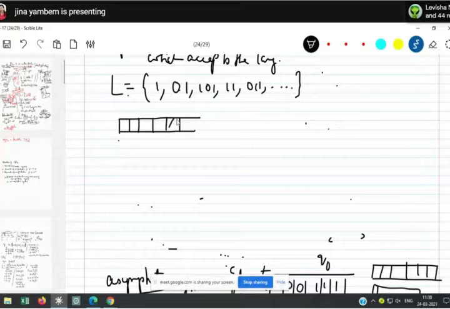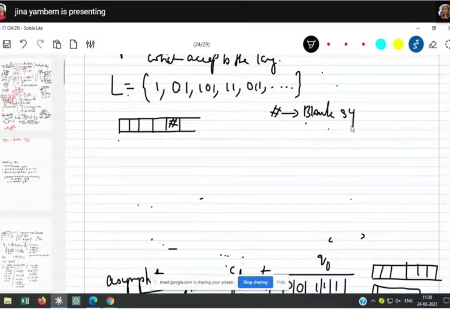I have been using hash as the blank symbol. So in my example, I'm using this one as the blank symbol. I've already mentioned to specify that one. Now let me insert 1, 0, 0, 1. This ends with 1. Now I'm going to design a Turing machine.